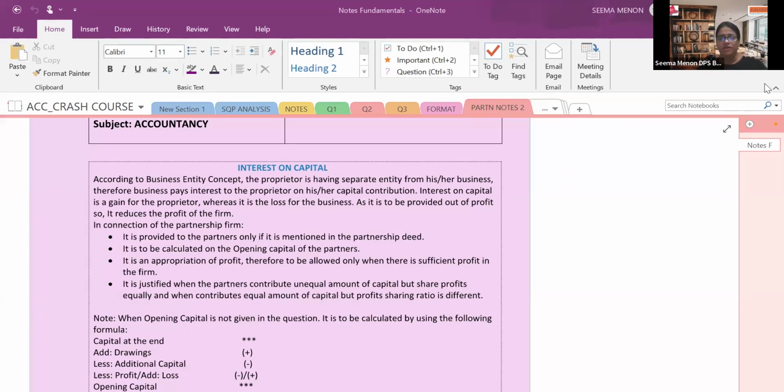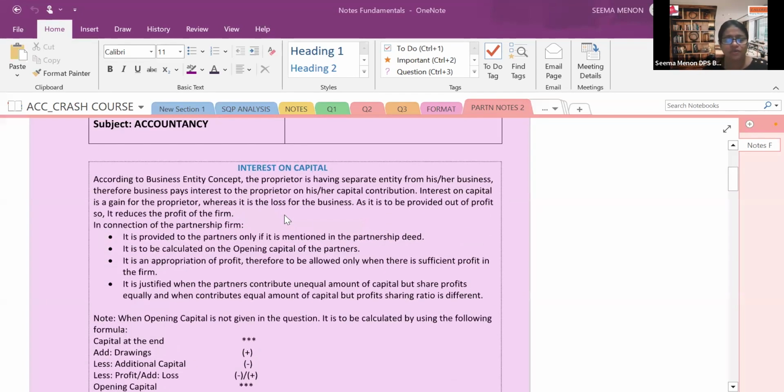Today we will be discussing partnership firm basic concepts, or fundamentals of partnership firm. Let me recapitulate the theory very fast, then let's start the topic. Today we will be covering two topics, that is interest on capital and interest on drawings. Beyond that, if time permits, we will do goodwill also.